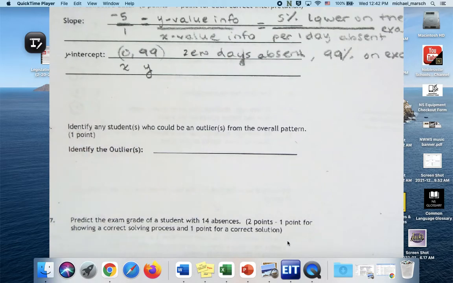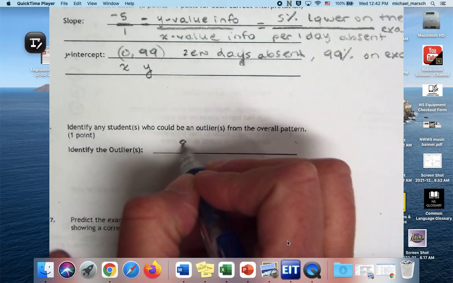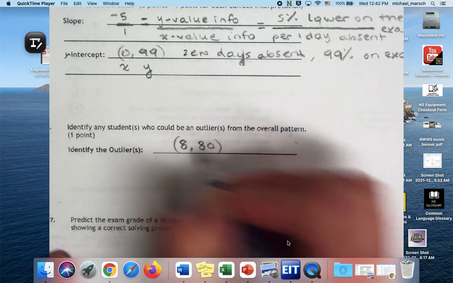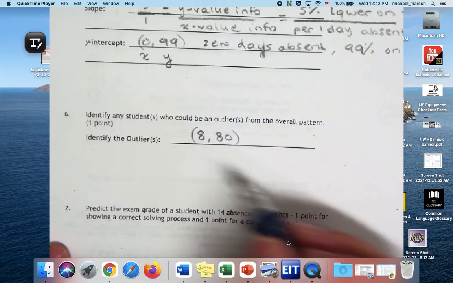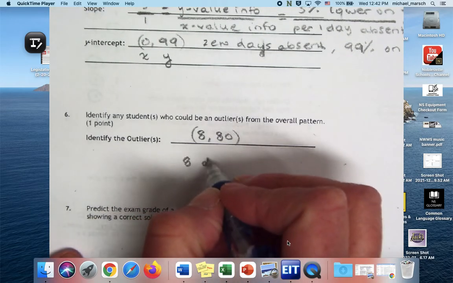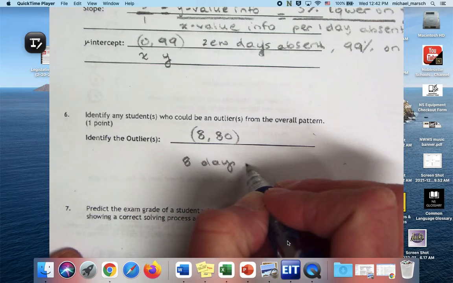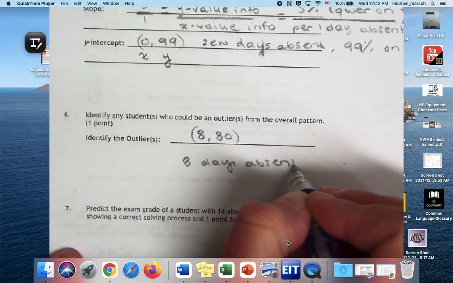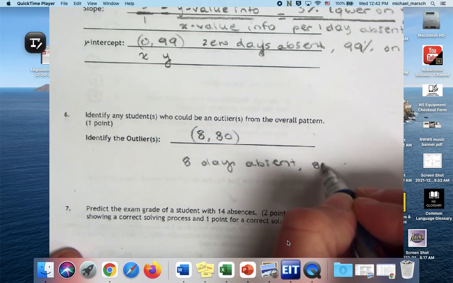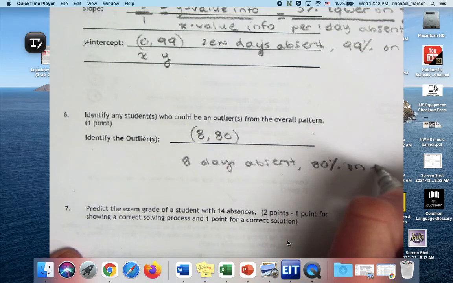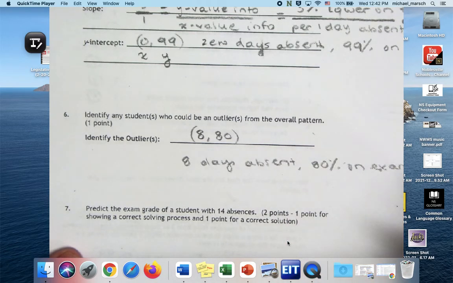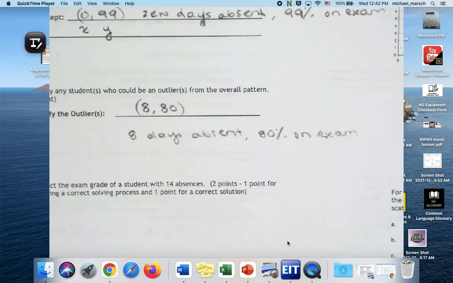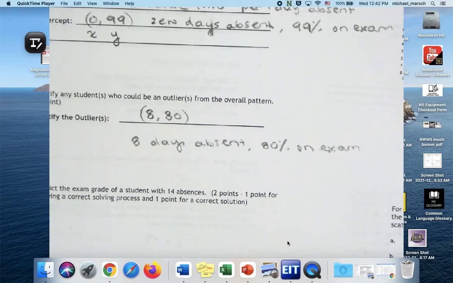Do we have an outlier for this data? Yeah. What is it, Vinny? Sure. It doesn't ask you to explain it, but I'm going to go ahead and explain it for you. 8 days absent, 80% on exam. And that's clearly an outlier because the trend is if you had 8 days absent, your grade would be much lower.